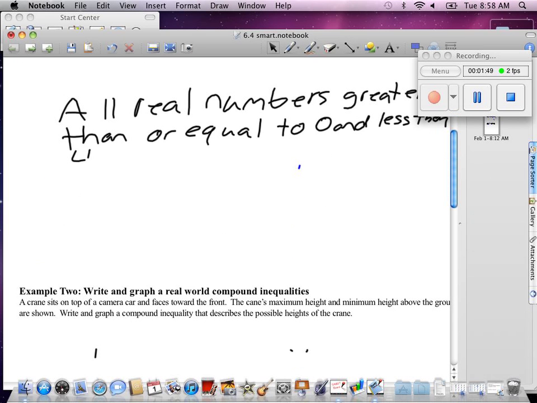Let's try all real numbers greater than or equal to 0 and less than 4. So make sure you stick x in the middle and then try to follow along. All real numbers greater than or equal to 0 and less than 4.